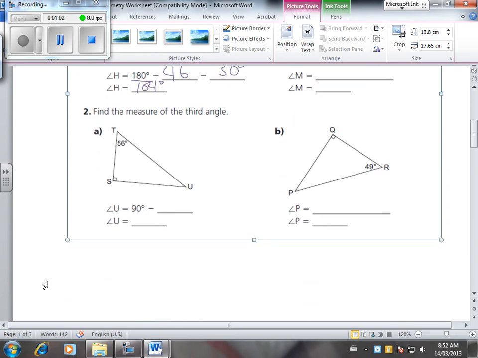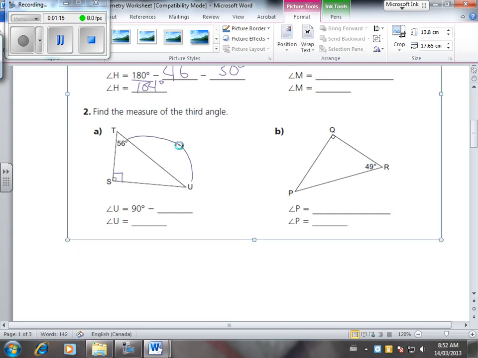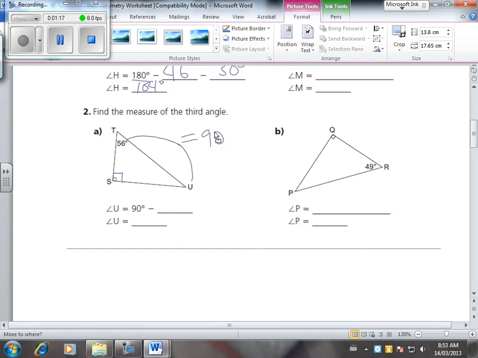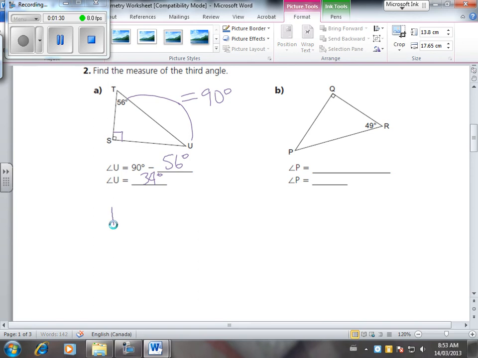Okay, here in 2A it looks like we only are given one angle, but when you see this little box in the corner, that means that that angle is 90 degrees. So these two will have to equal 90 degrees together, because 180 minus 90 is 90. So you can do 90 degrees minus 56, that equals 34, or you can just go back to your 180 rule. Go 180 minus 90 minus 56 equals 34 degrees.